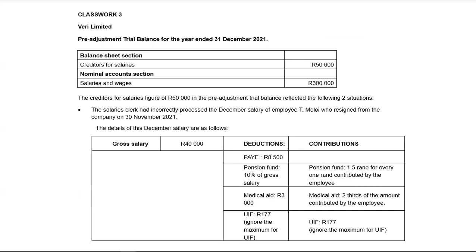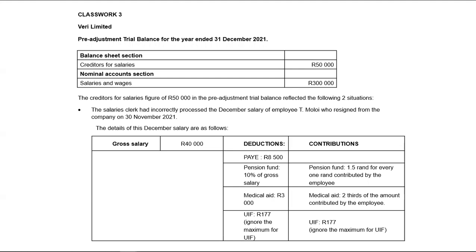I hope you tried it on your own. Let's see what we are given here. It's very limited, and they say pre-adjustment trial balance. And creditors for salaries is 50,000, salaries and wages will be 300,000.